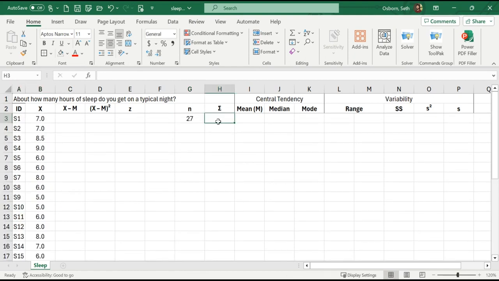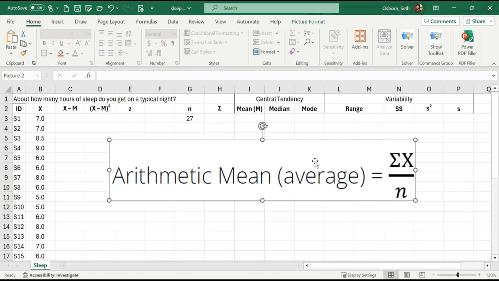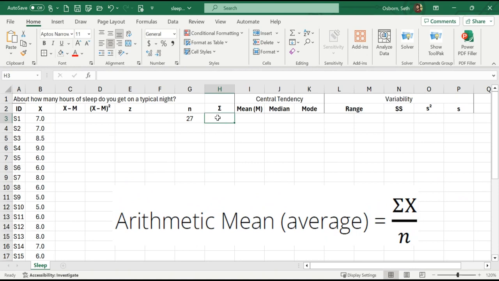So the most popular measure of central tendency is the mean, or the arithmetic mean, which a lot of people know as the average. And the formula is right here. To find the mean, you add up all of the scores, then you divide by the number of scores. So first, let's add up our scores.